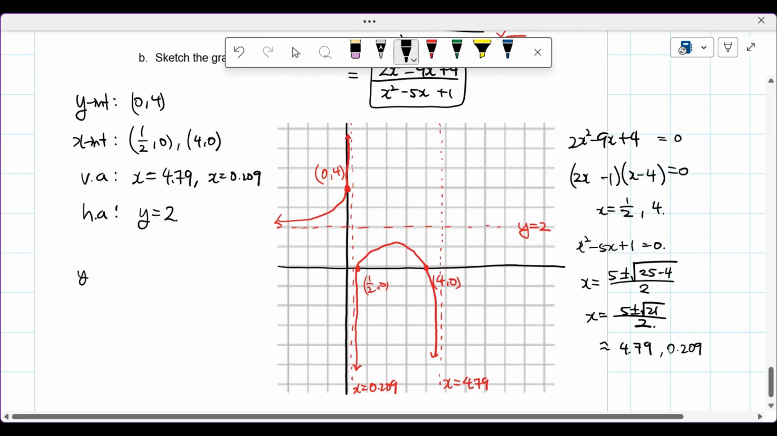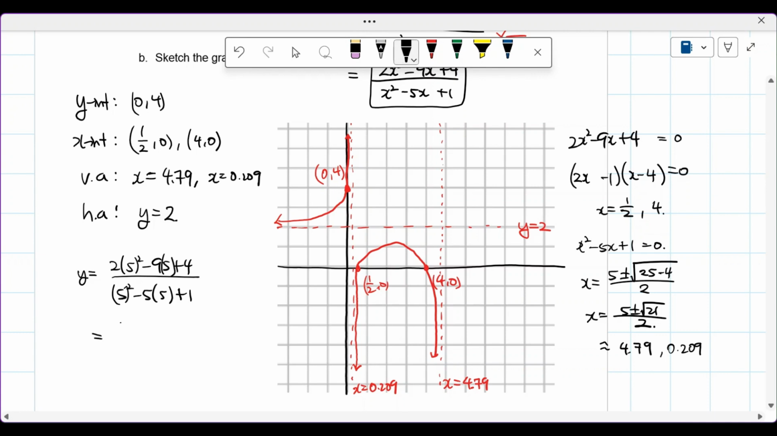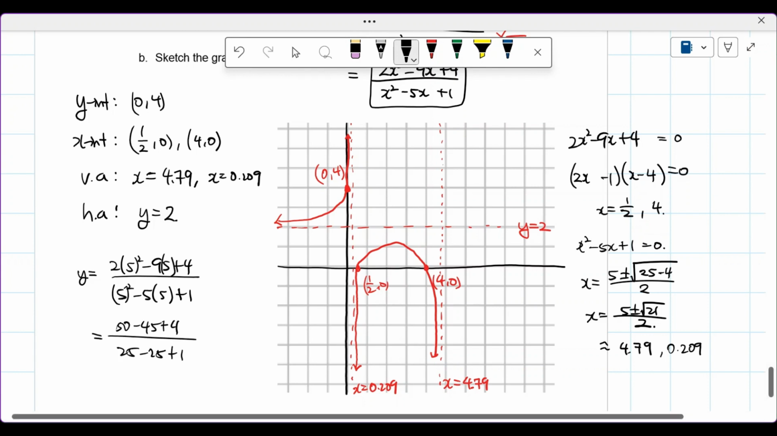So to evaluate, y equals 2 times 5 squared minus 9 times 5 plus 4 divided by 5 squared minus 5 times 5 plus 1. Well, it's going to be 50 minus 45 plus 4 divided by 25 minus 25 plus 1. So what is that? 5 plus 4, 9 over 1. So I think it's going to be positive 9. So that's like, what? It's like here. So that's definitely over. So my graph is going to look like that.